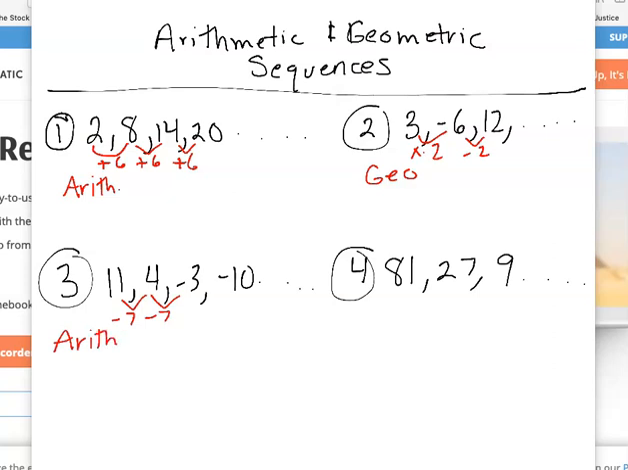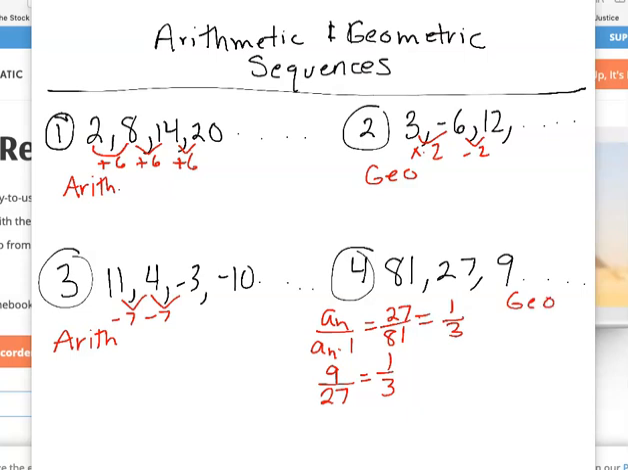81 to 27 to 9, it's going down. And if we're ever unsure how much, we can just take any term and divide it by the previous if we recognize that it's geometric. So 27 divided by 81 is 1/3. And you get the same thing if we would have chosen another one. We could have done 9 divided by the previous of 27. I don't know why I wrote 1/2 here. That is 1/3. So this one is geometric.